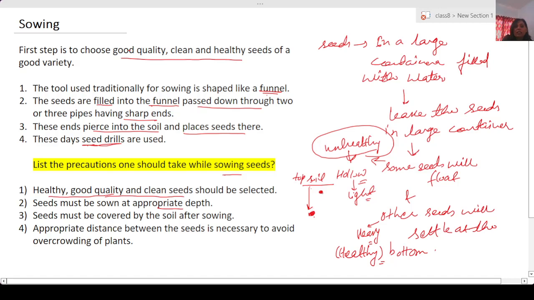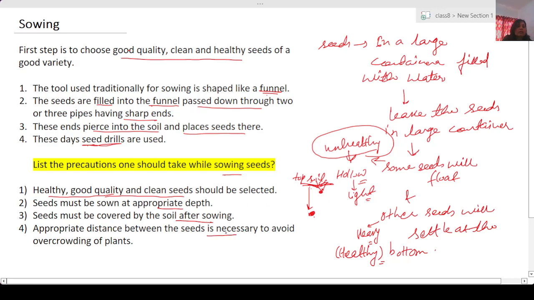So this seed is very close to the top soil, and if you give water to the seed, it will emerge and give out the seedling, which can come out from the top soil and breathe. The seeds must be covered after the sowing, that is, after the sowing they must be covered with the soil. Why? Because if you leave them open, then birds will pick them up, right? And then you won't be getting the seedlings.